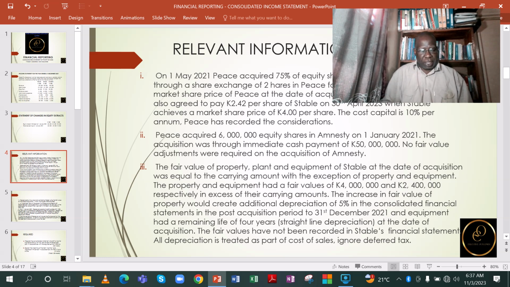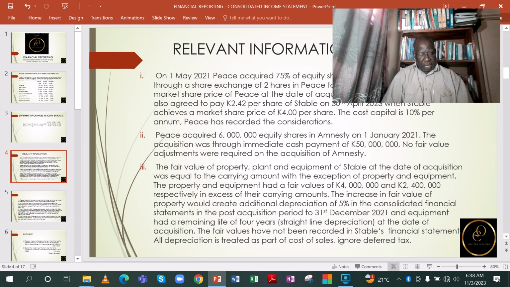The relevant information is that on 1st of May 2021, Peace acquired 75% of equity shares in Stable. The acquisition was through a share exchange of 2 shares in Peace for every 3 shares in Stable. The market price of Peace at the date of acquisition is given as 5 kwacha 75 ngwee. That's Zambian kwacha.